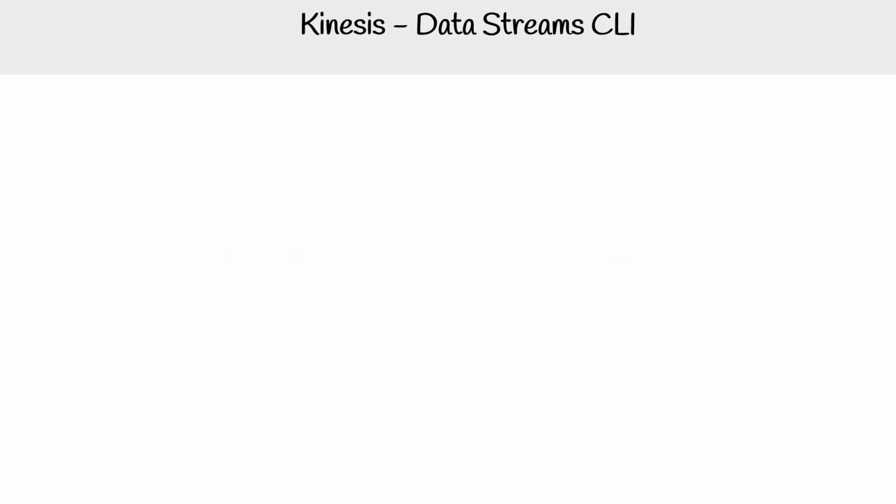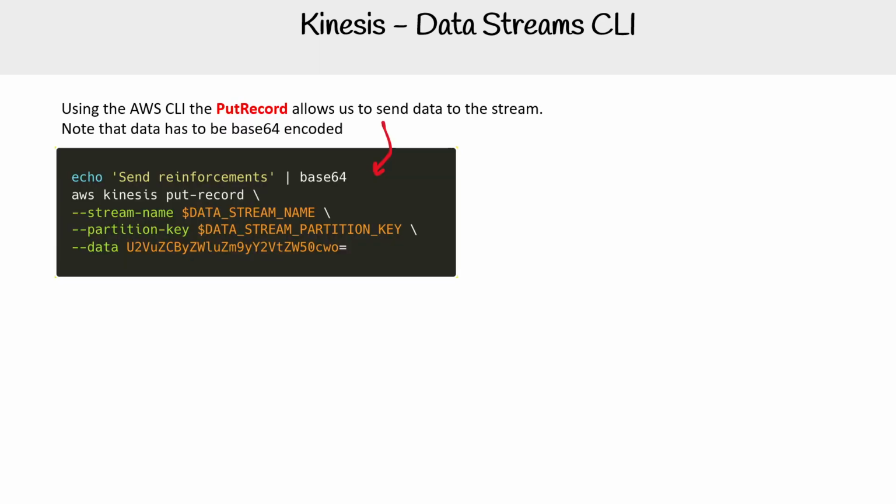Let's take a look at the data stream CLI, and we will definitely utilize this in the labs for learning how to write and read to the Kinesis stream. The first is put-record, and notice that the data has to be base64 encoded. So there we encode it. We're providing the partition key and the stream name. If you want to send multiple records, use put-records.